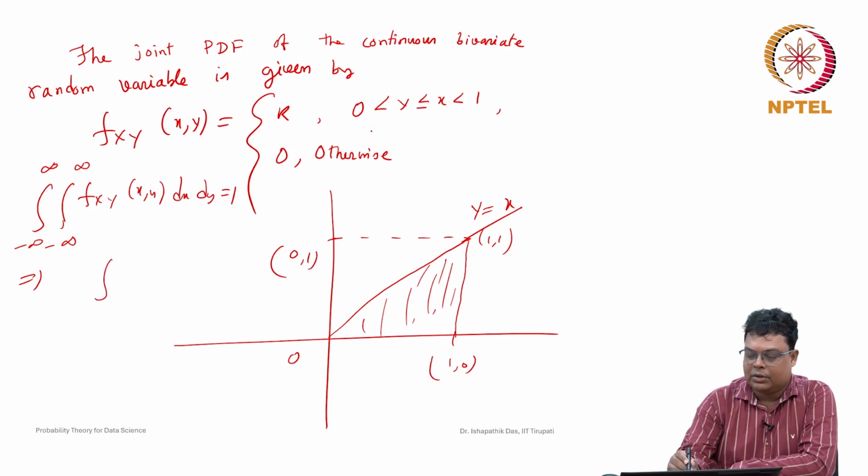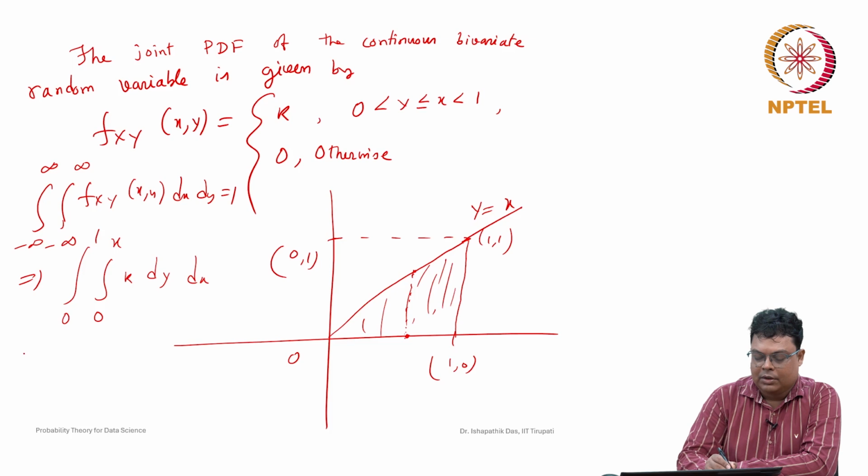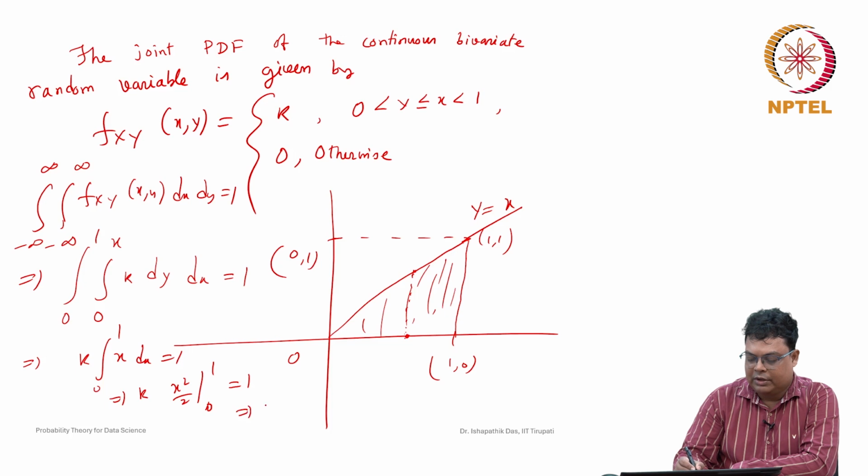So it will be easy because from 0 to x, this is constant k. First we do the integration dy and then dx, with x from 0 to 1. For any value of x, the limit of y is 0 to x, so the lower limit is 0 and the upper limit is x. So this becomes k y with limit x, then integration from 0 to 1 dx, which gives k times x square by 2 from 0 to 1, which becomes k by 2, equal to 1, which implies k is equal to 2.